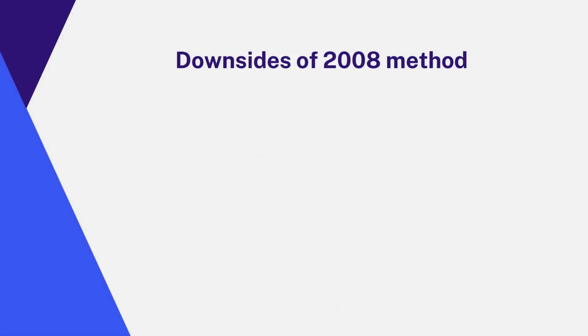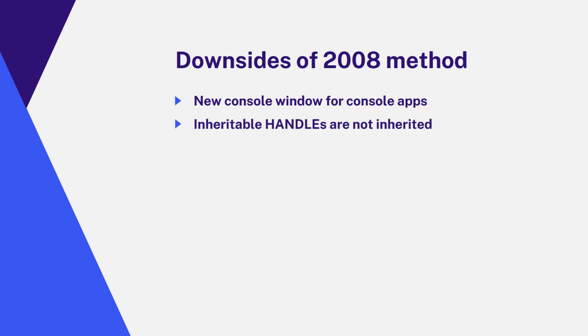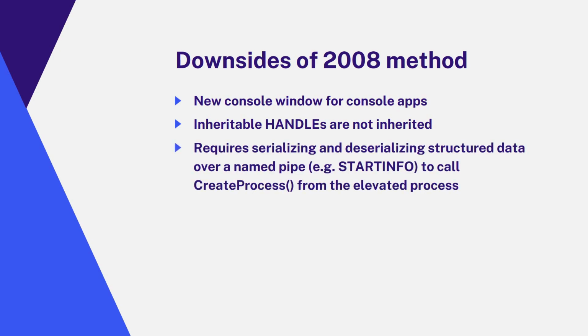There are some significant downsides to the 2008 method of handling elevation. First, for console applications, the elevated process creates a brand new console window instead of reusing an existing console. Second, various handles like standard in, standard out, and standard error, and other normally inheritable handles can't be passed to the child process. And third, passing standard create process options and properly handling errors requires serializing complex structured data across a named pipe, as well as to avoid hitting OS command line length limits.